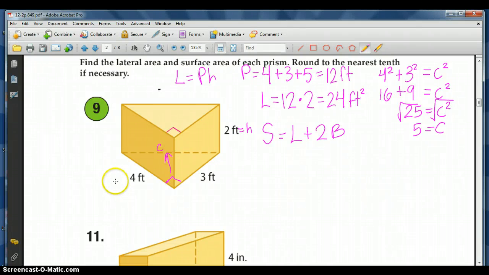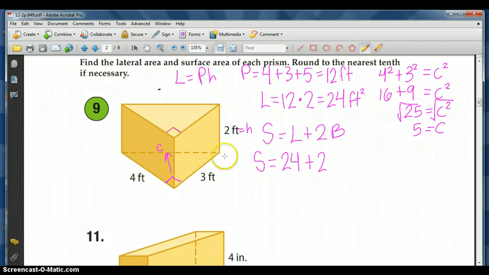Alright, we're in section 12.2, number 9, where we left off. We were just getting ready to calculate the surface area of this triangular prism. So the surface area will be equal to the lateral area, which we already calculated as 24 square feet, plus 2 times the area of my base.